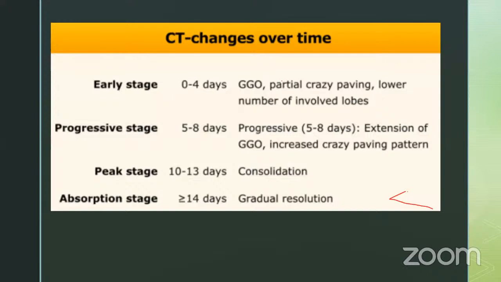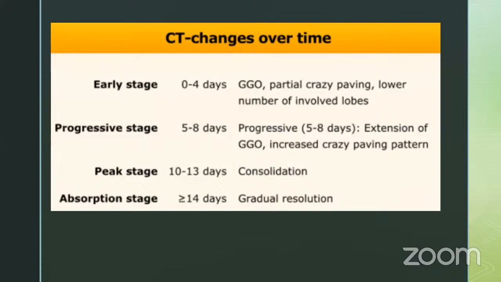In the progressive stage, 5 to 8 days of the disease, the patient will have extension of the ground glass opacification and an increase in the crazy paving pattern, with more surface area of the lung getting involved. Multiple lobes can be involved in this progressive stage.